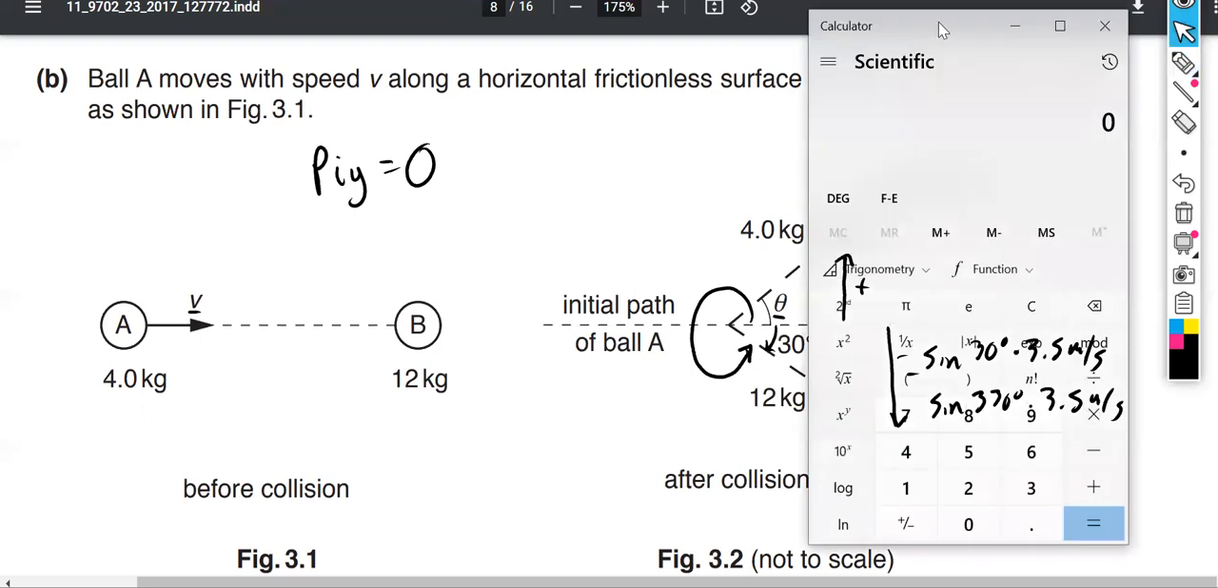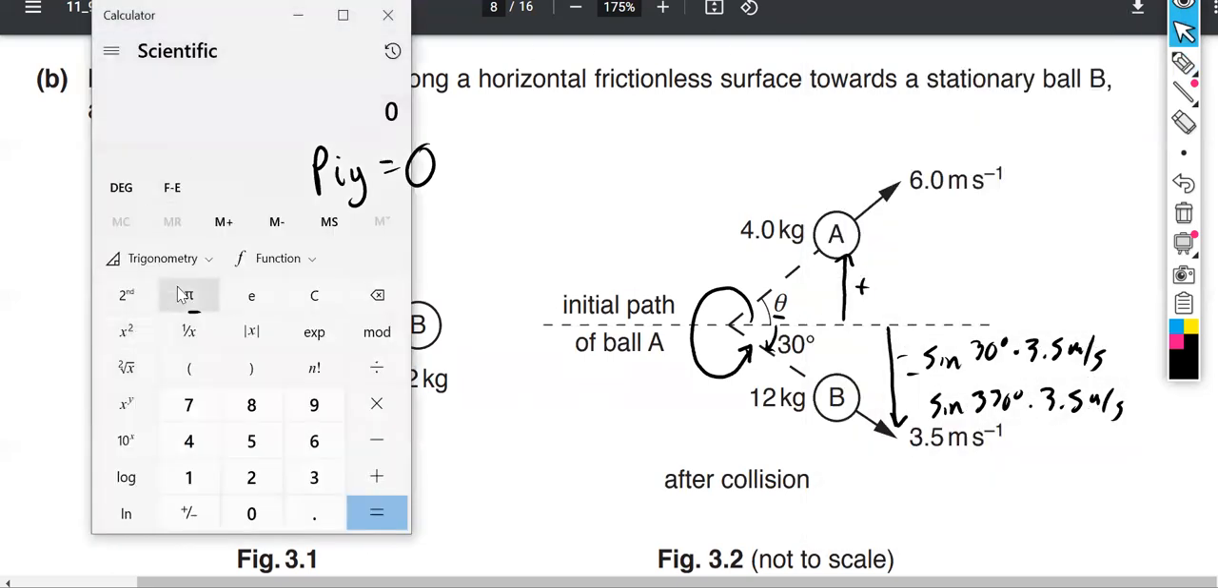There's a scientific calculator. I'm going to take, let's see, I got trigonometry here. So there's a sine. I'm going to put 330 in there and take the sine of that. And you can see it's negative a half.